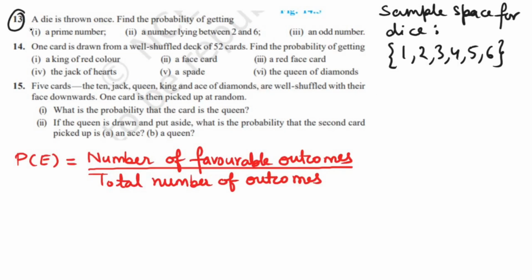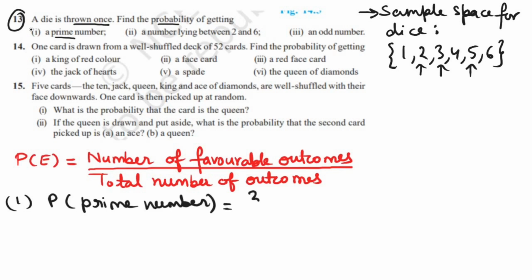The 13th question: a die is thrown once. In that case, I have written the sample space here. The sample space consists of elements 1, 2, 3, 4, 5, 6. Find the probability of getting a prime number. So how many prime numbers are there? 2 is a prime number, 3 is a prime number, 5 is a prime number. So the first bit, probability of getting a prime number is 3 out of 6 cases, that is 1 upon 2.